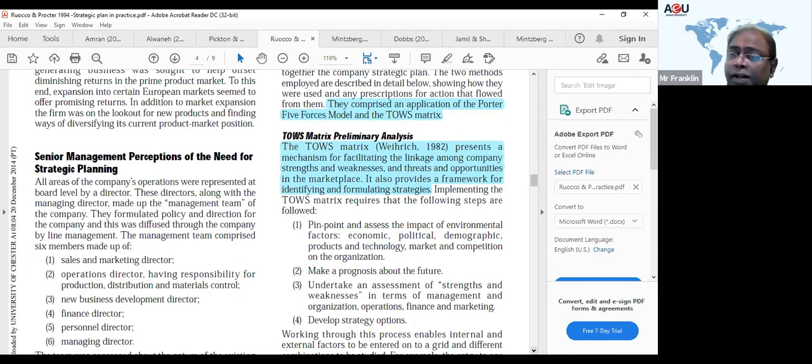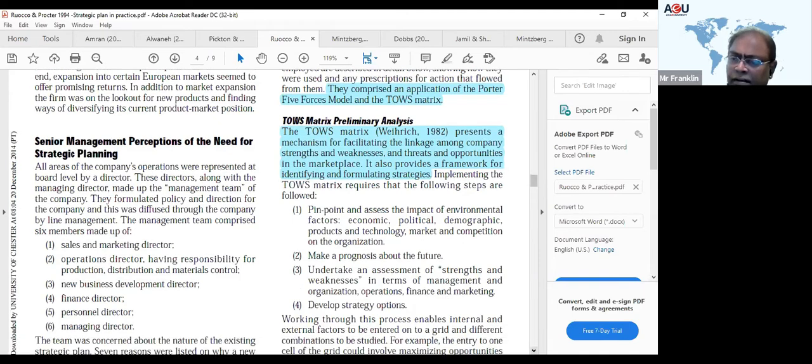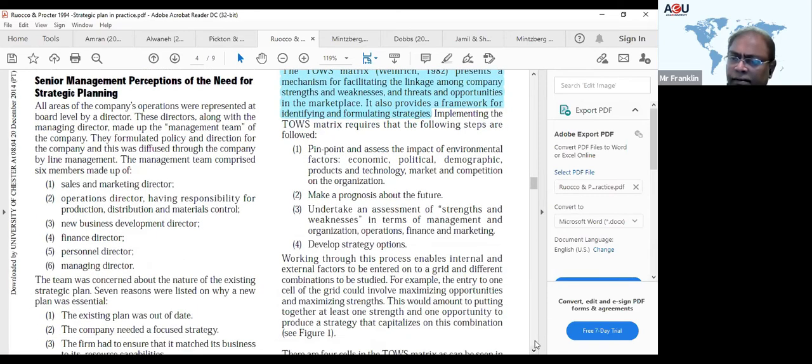TOWS matrix. Remember, when you're writing articles, don't put points like 1, 2, 3, 4. It should be in prose form, continuous prose. You can put different paragraphs to emphasize you're talking about a different section. The TOWS matrix represents a mechanism for facilitating linkage. This is an explanation about TOWS. The TOWS matrix was developed by this guy called Weihrich in 1982.